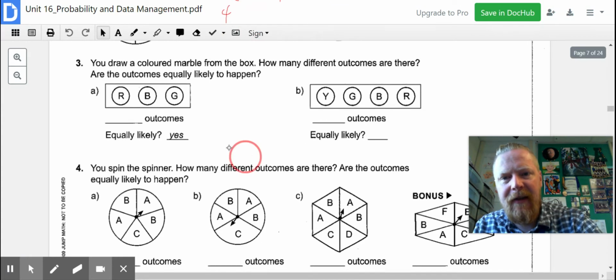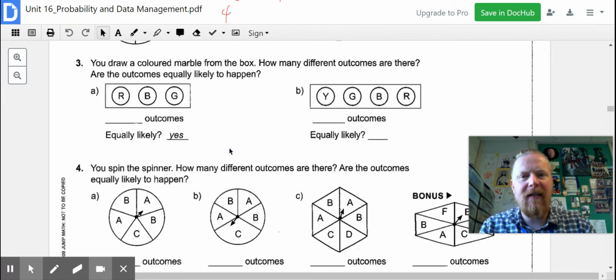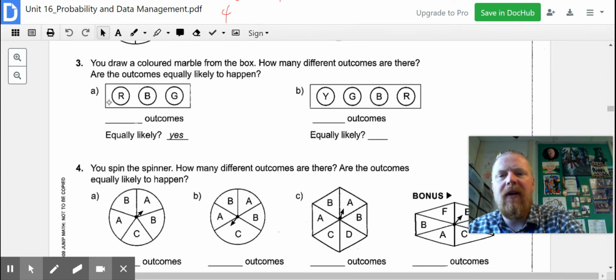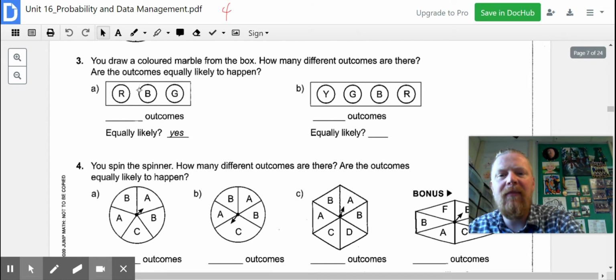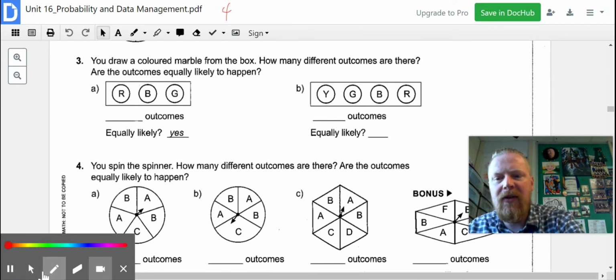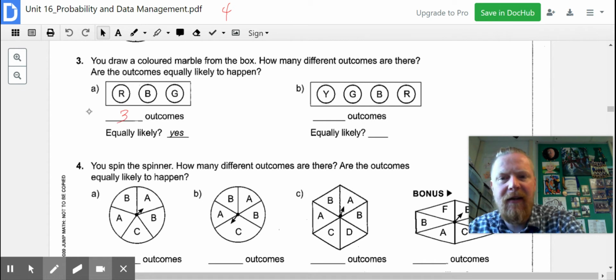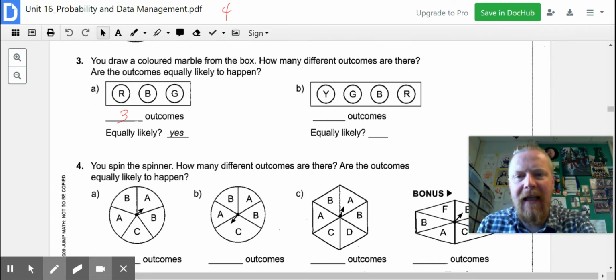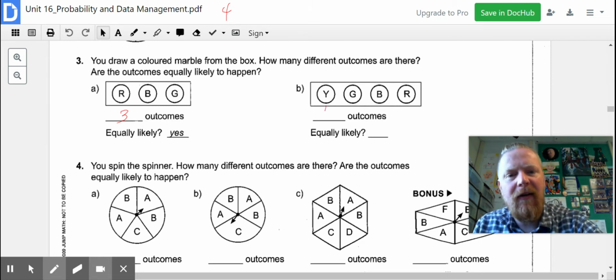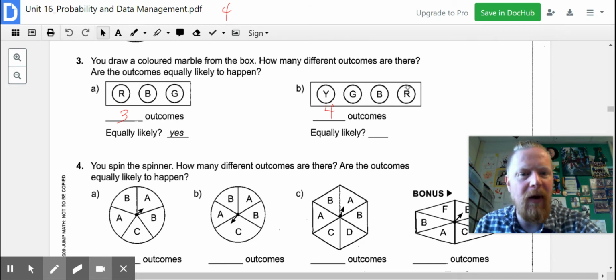Number 3, you draw a colored marble from the box. How many different outcomes are there? Are the outcomes equally likely to happen? So I've got a red, a blue, and a green marble in a box. Okay, there's a total of 3 outcomes. I could pick the red, I could pick the blue, or the green. Are they equally likely? Yes, because there's 1 of each. Now in this one, there are 4 outcomes because there's 4 marbles. Are they equally likely? There's a yellow, green, blue, and red. There's 1 of each, so yes, they are equally likely.